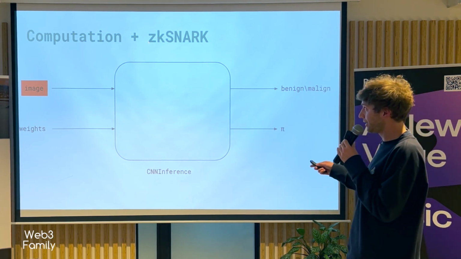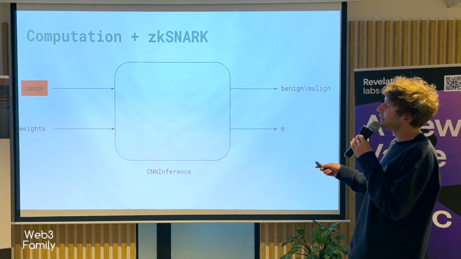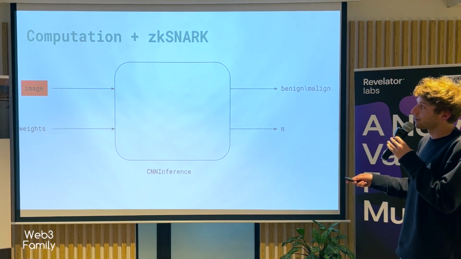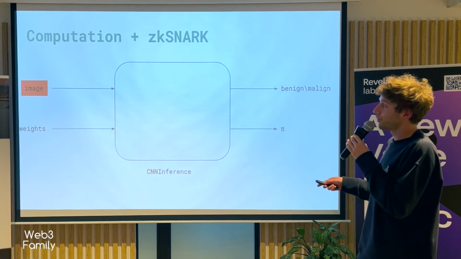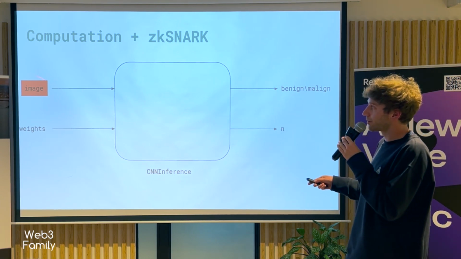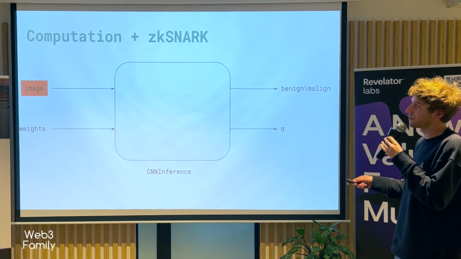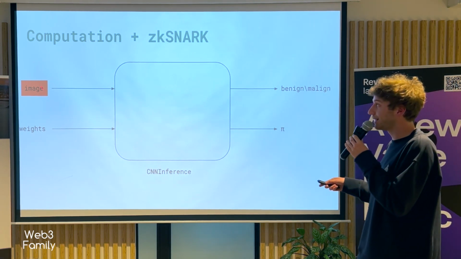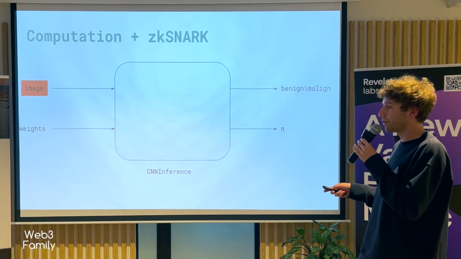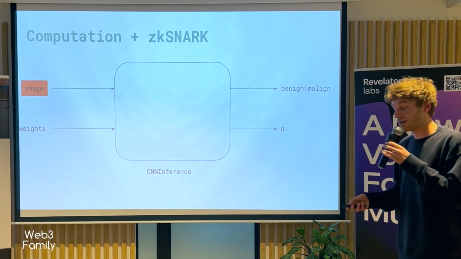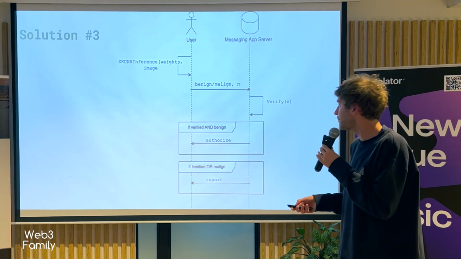And there's also another good thing about this ZK snark. The ZK stands for zero knowledge, and it allows the prover to hide some of the inputs of this computation. So they can also hide the image itself, which is desired in our problem.